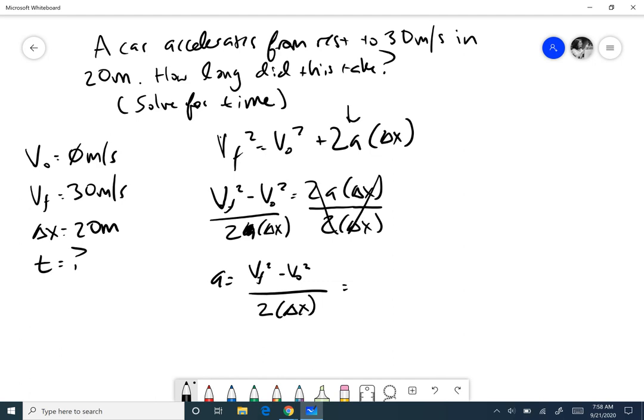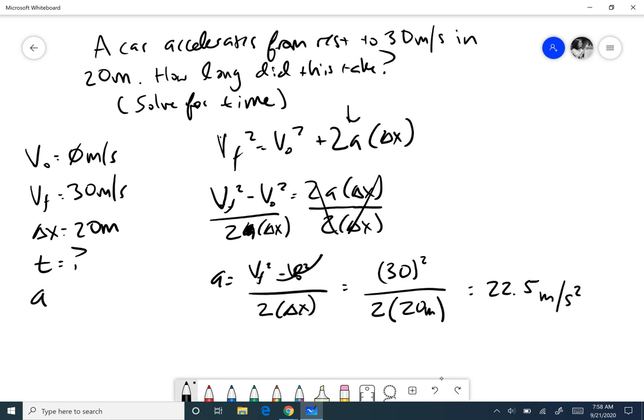Let's plug in our values. We know that velocity initial is 0, so we don't even have to worry about that. We know that our 30 is our velocity final. We've got to square that, and divide that by 2 times that 20 meters. So we need 30 squared divided by 40. So that says 22.5. And remember, we're solving for acceleration, so that's meters per second squared. Great. Let's go ahead and write that off to the side.